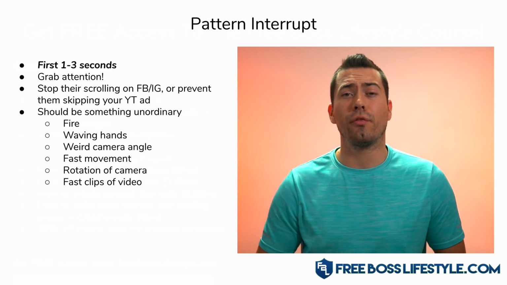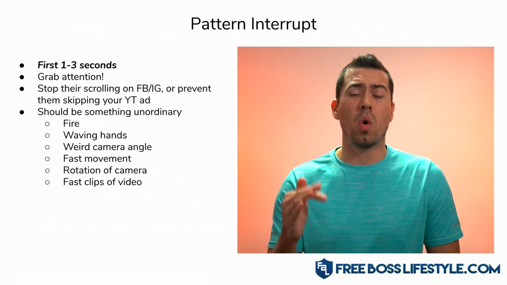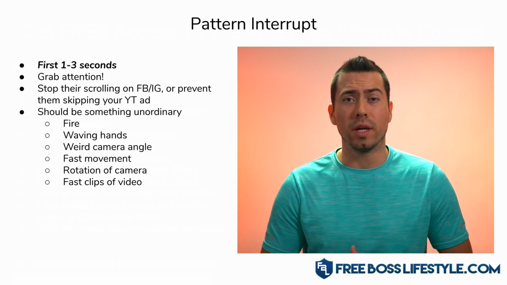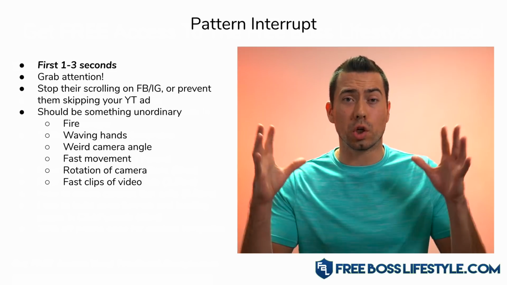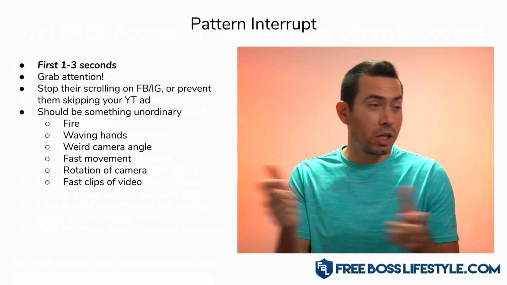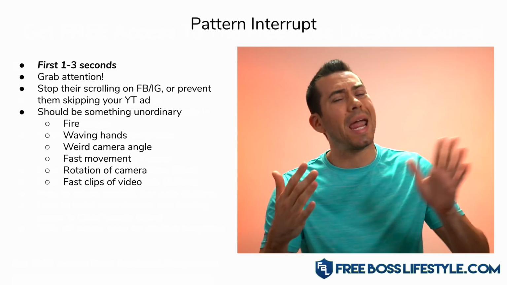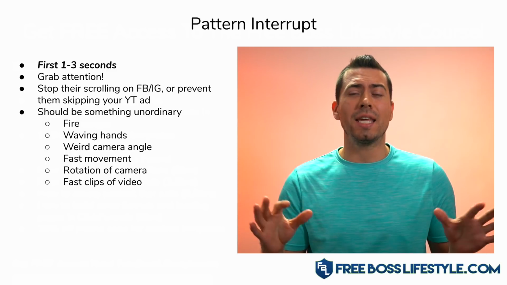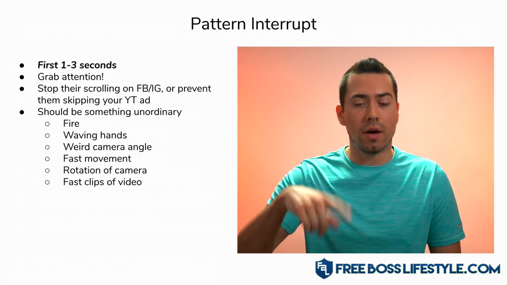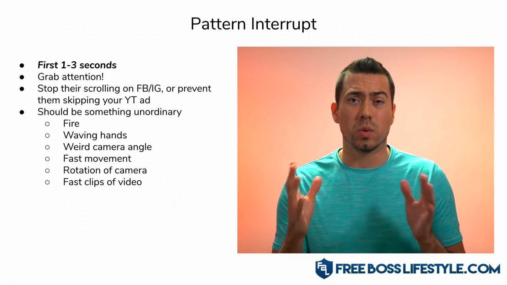All right, so the first step in the formula is a pattern interrupt. Now this is just for the first couple seconds, and really the goal is to stop their scrolling or to prevent them from skipping. If this is a YouTube video ad, you're really trying to do something unordinary to grab their attention. This could be something like waving. You could do some fast movement like panning your camera. You could be walking with your camera so it shows like crazy stuff happening. You can have a weird camera angle. You can have fire. Anything that's unordinary and crazy that's gonna grab their attention and really just break the pattern of the content that they usually see as they scroll. That's the whole goal of this first couple seconds with this pattern interrupt.